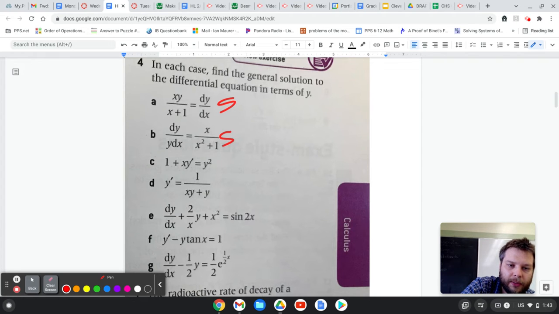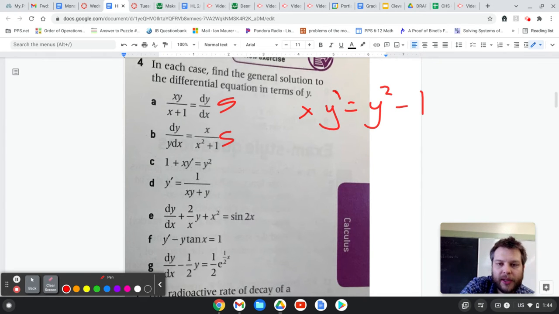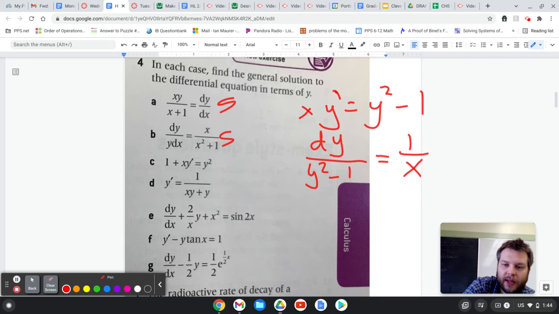Let's take this one a little bit here. So I'm going to subtract 1. So x y prime equals y squared minus 1. Okay, we're actually in business. This is separable as well. So if I divide both sides by y squared minus 1, I can get dy over y squared minus 1. And if I divide by x, I can get 1 over x and multiply by dx, like that. And so it is separable as well. It just took a second to show itself to me.